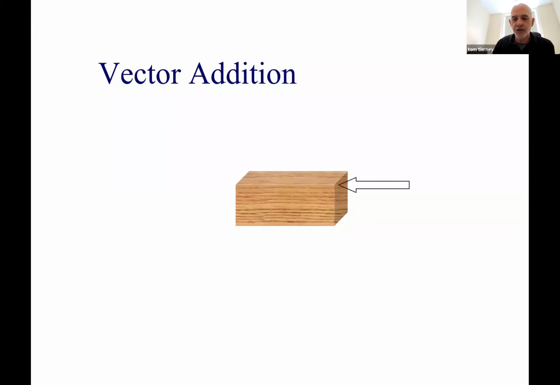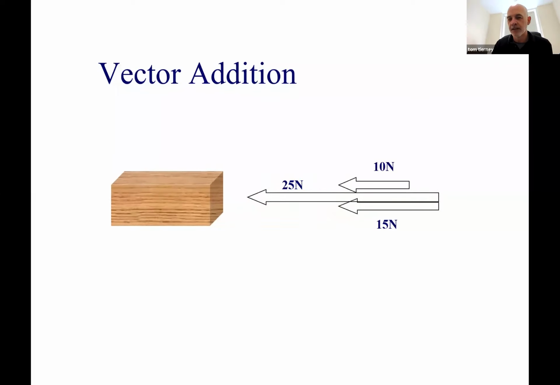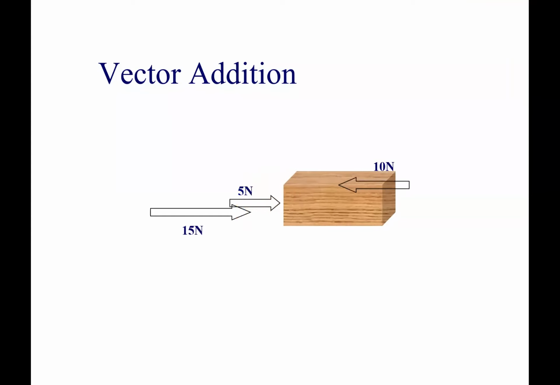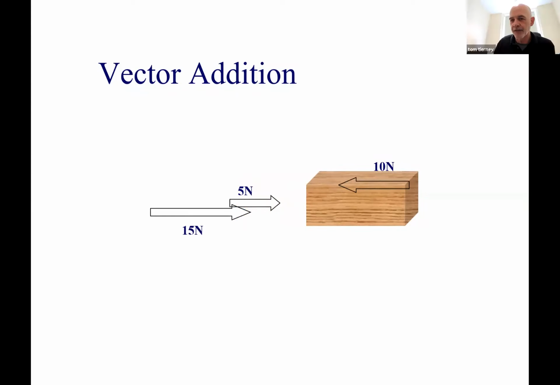So if the vectors are in a straight line, if you push something along with two cooperating forces in the same direction, well, then it'll move as if you've added those forces together. If they're going in opposite directions, well, when vectors, not just forces, act in opposite directions, what we do is we subtract one from the other. So 15 minus 10 is 5 newtons, and that would push to the right.